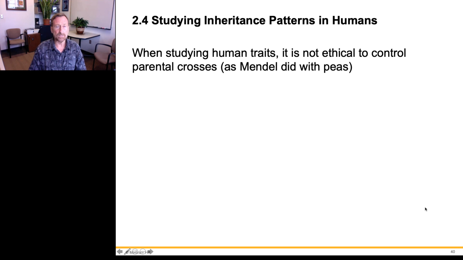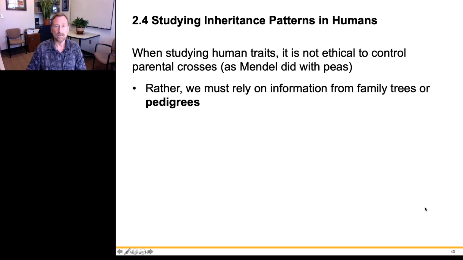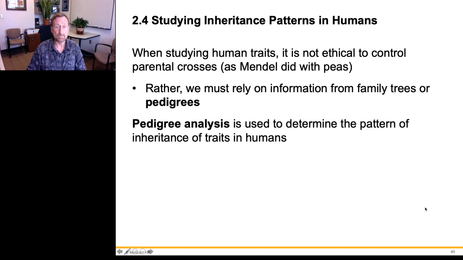Of course, when we're studying human traits, it's not ethical or really possible to control parental crosses, as Mendel did with peas. Rather, what we have to do is to rely on information in family trees that already exist. And these family trees are called pedigrees. Pedigree analysis is an approach that's used to determine the pattern of inheritance of traits in people.